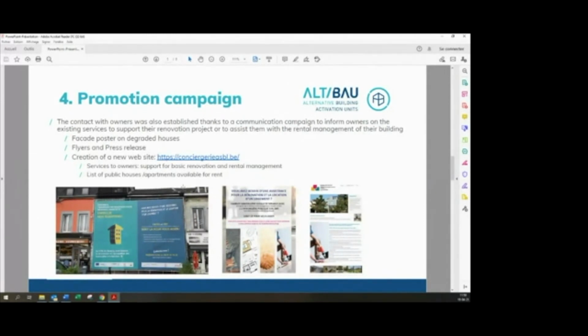The city of Seraing wants to boost the renovation, refurbishment of housing, and the occupation of vacant buildings. And there's a telephone number that owners can contact if they need help to renovate. We've also made a campaign with flyers and release, always with the same message: we are here to help you, please contact us. And we've also created a new service with the help of the city. It was implemented by the city, a service to owners, a support for basic renovation and rental management. And there's also a website communicating on this service, and also a list of public houses, apartments available for rent.